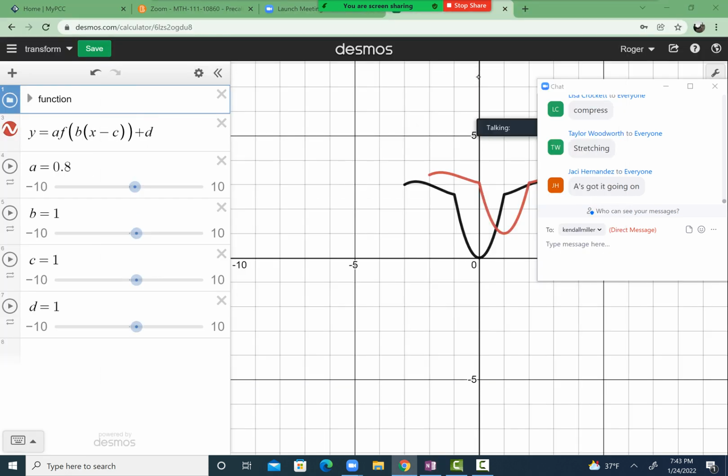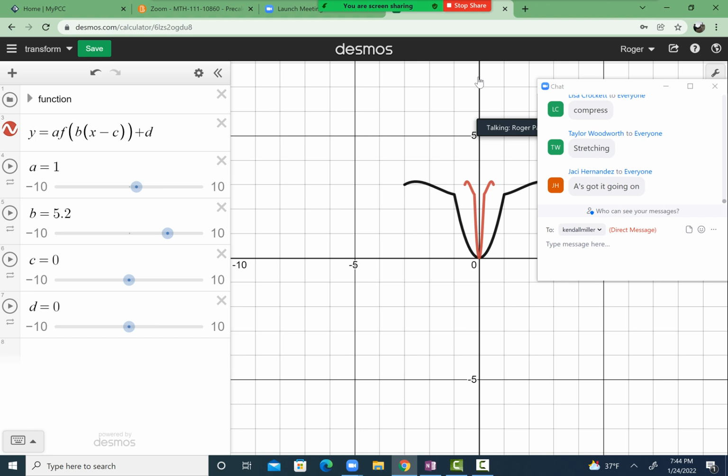So here I'm going to make A 1, and C 0 and D 0. There we go. Now, when I take B and I change that, it looks a lot like A, because it's kind of stretching it. But you see how it's really not stretching it upwards at all? Instead we have a stretch, but it's horizontally.